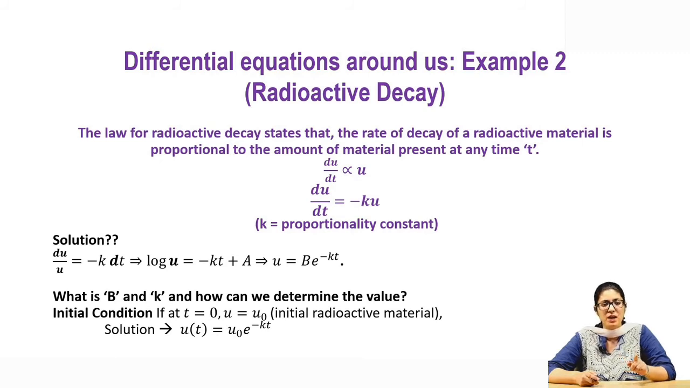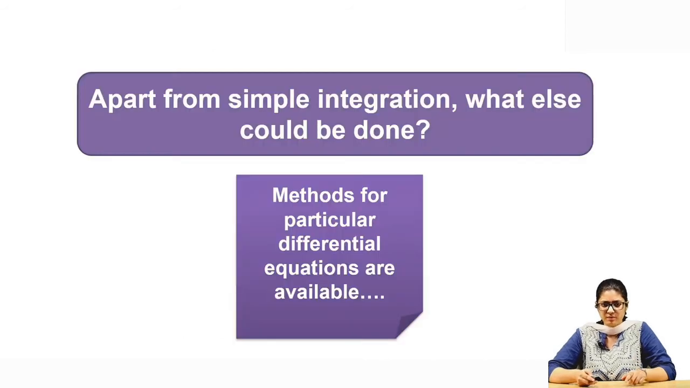So you obtain the value of b to be u0, and then substitute that value back into the equation. So you have the answer u equals u0 e to the power minus kt. This is the solution.